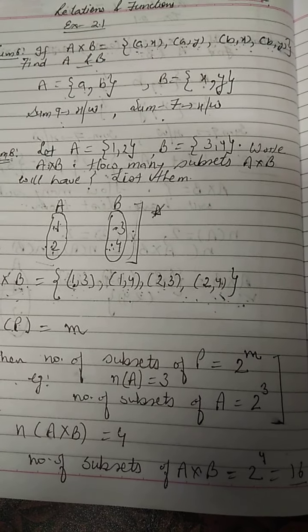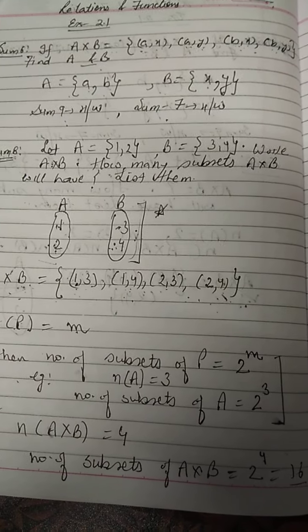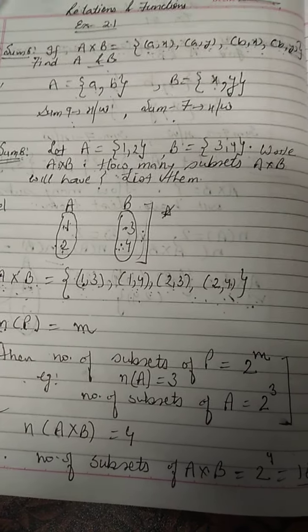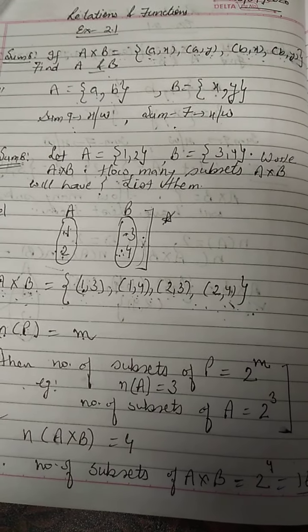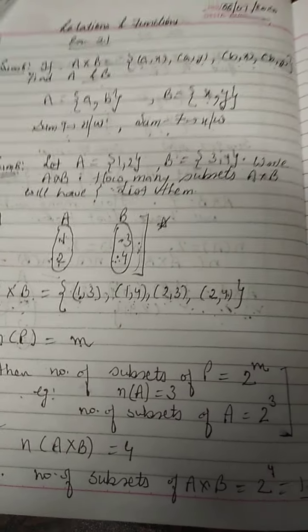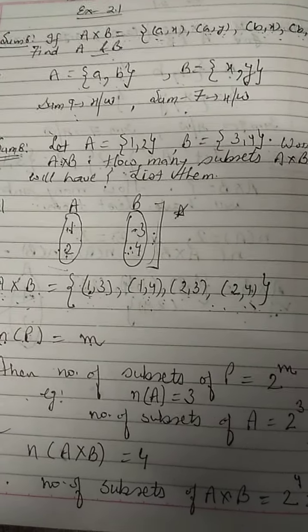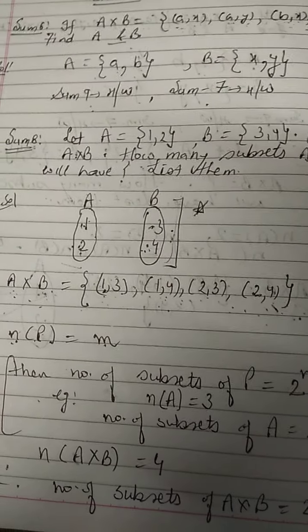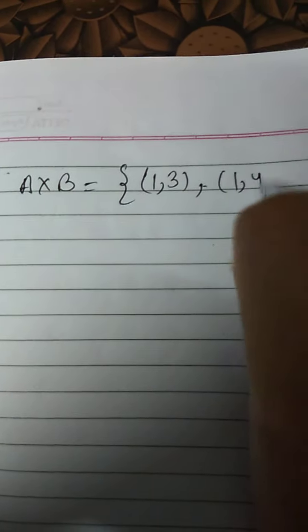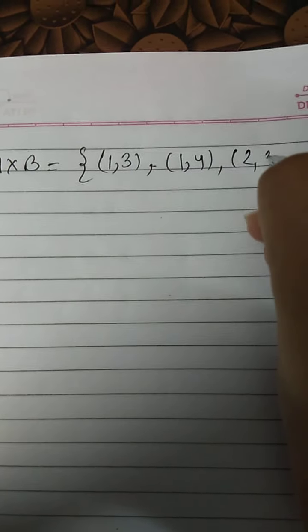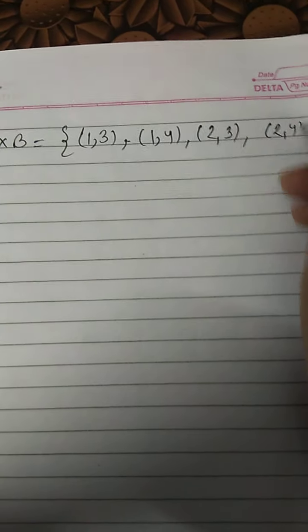And now I hope you know how to write down the subsets. I will start the sum for you. I will start the listing of those subsets, but you are supposed to complete the list. So the first subset, what will that be? In order to write down the subsets, let me write down the Cartesian product A cross B once again. So A cross B, what do we have? It has (1,3), then (1,4), (2,3) and (2,4).